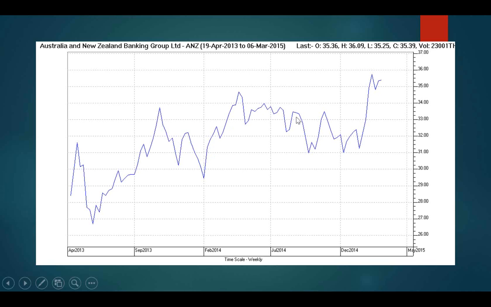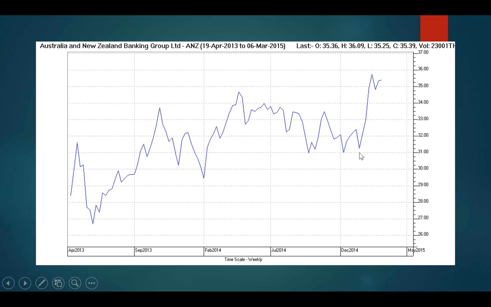It's what they call a line chart. And the line chart is made by simply joining up the closing price or the last price that a particular share traded at during whatever the period is that it's working on. So this one here would have been the last price that was traded during that week. That was the last price traded at the previous week. That was the last price traded on the week before that.